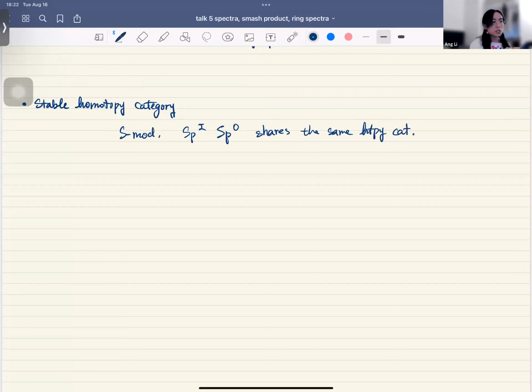And how to get the homotopy category? You invert the weak equivalence. I do not have a better way of saying this in a short amount of time. But you do need to be careful, so let me just briefly talk about that.